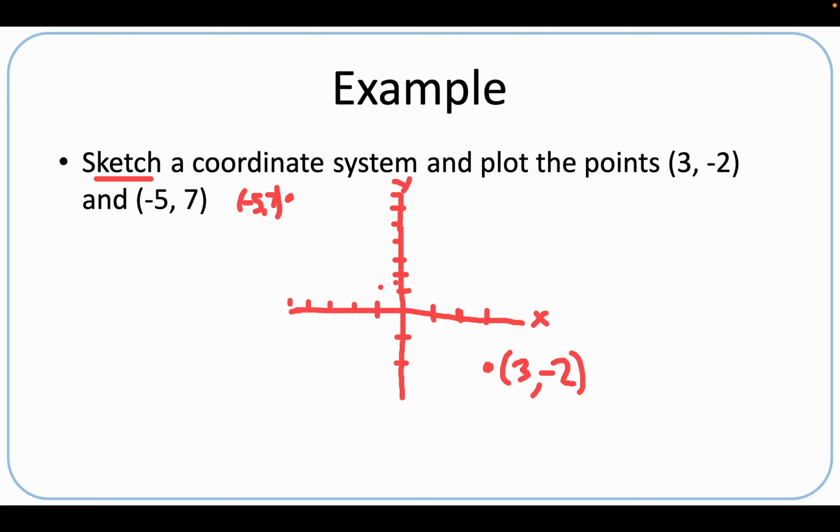So that's what, in your assignment, when it says to sketch, that's all you really need to do. You don't need to label each one of these marks. Just keep track of how many hash marks you're making.